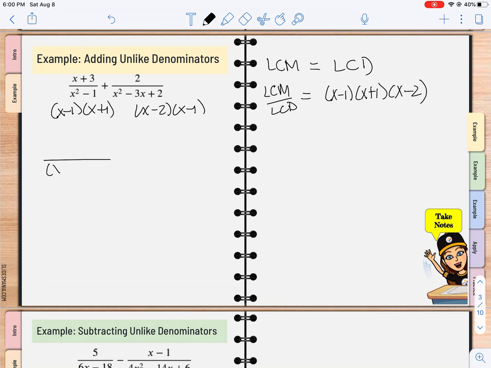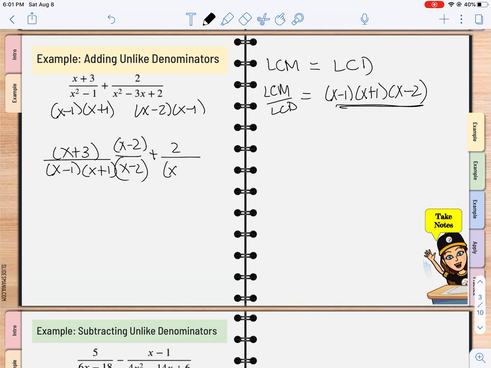So I'm going to come over here and I'm going to rewrite this first fraction. And I'm going to look at that common denominator. I'm going to say, hey, what is that first fraction missing? Well, it's missing the x minus 2. So I'm going to write that here to the side. And I can put x minus 2 over x minus 2 because anything divided by itself is 1. So I'm just changing the way it looks. I'm not actually changing the value.